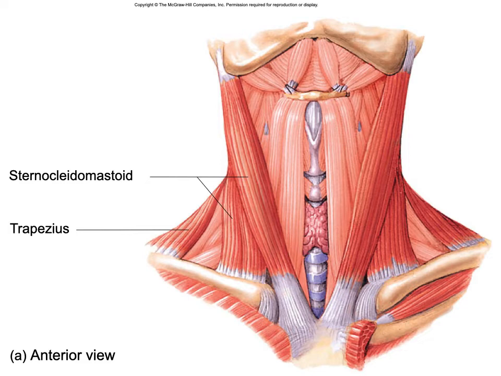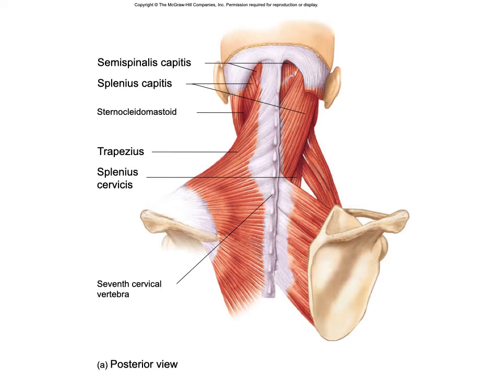Now, there's also some deeper muscles here. You can see a better view of the trapezius here. But notice the splenius capitis here and the semispinalis capitis, two muscles that are deep to trapezius. They run sort of at different angles up underneath to help, again, move the head.